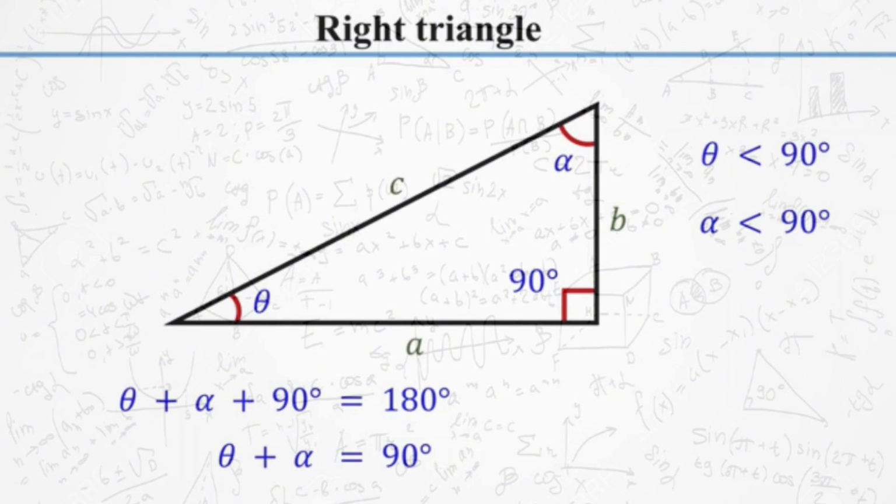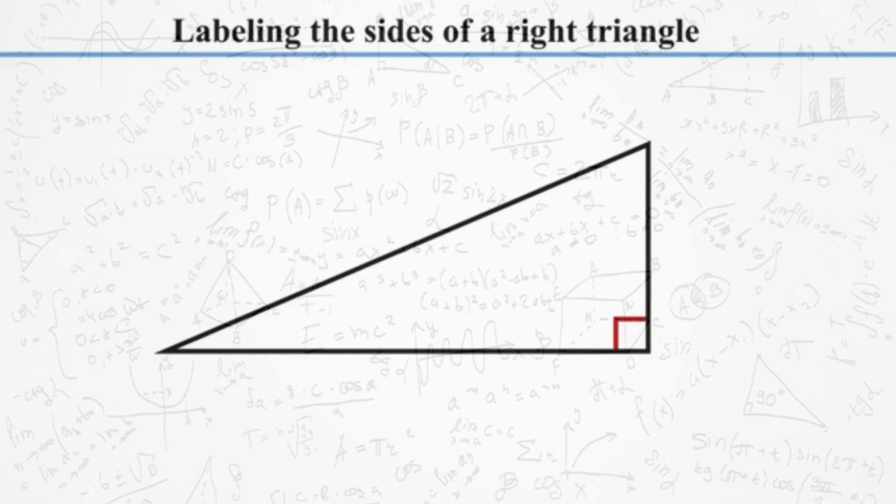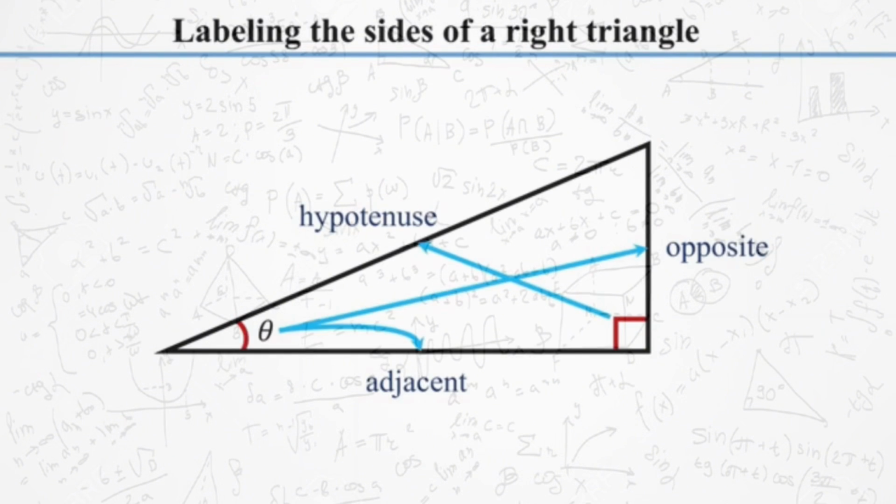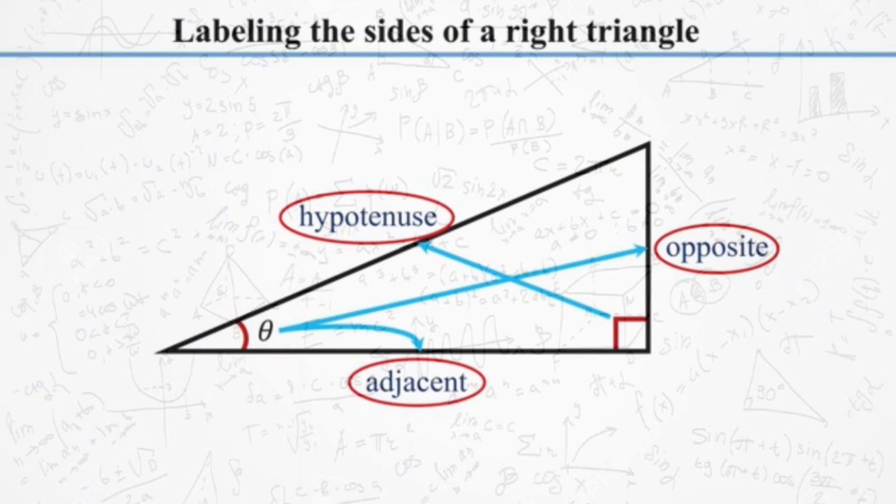Additionally, the Pythagorean theorem states that the square of the length of the longest side equals the sum of the squares of the lengths of the other two sides. Please keep these fundamental properties in mind as we progress. In a right triangle, we label the sides as the hypotenuse, opposite, and adjacent. The side opposite the right angle is the hypotenuse. It is always the longest side of a right triangle.